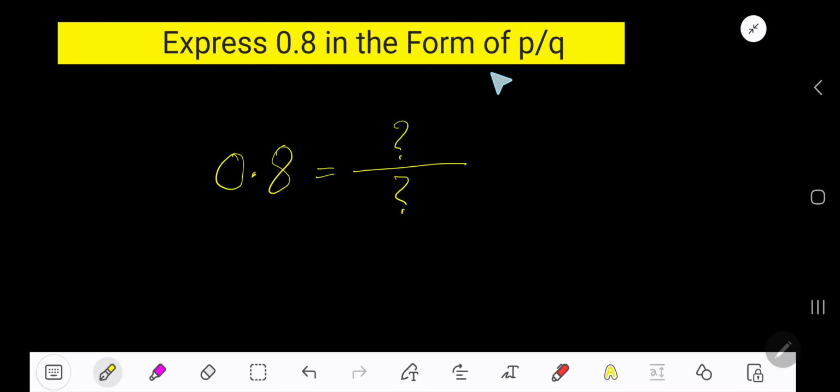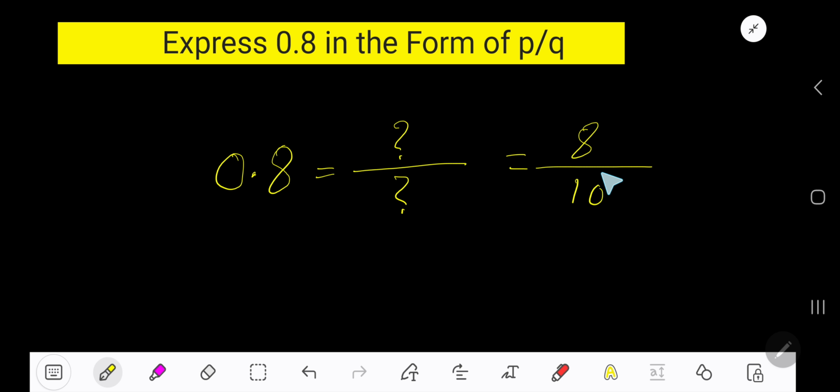Express 0.8 in the form of p by q. So we need numerator and denominator. For the numerator, just remove the decimal and write the number you are getting. For the denominator, for every digit after the decimal, you have to write 10. Okay. So now reduce this fraction.